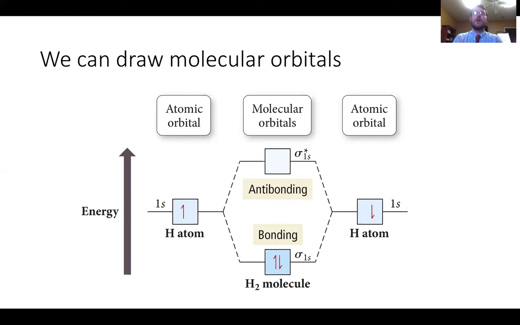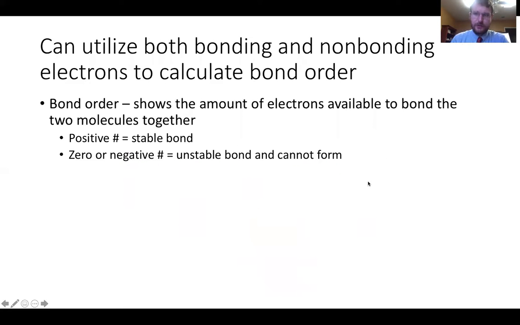How do we know if this prediction is correct? How do we know if this is actually true without actually knowing that it's true? And what we see is what's known as bond order, right? It shows the amount of electrons available to bond the 2 molecules together. A positive number means it's stably bonded. A negative number, or 0, means it's unstable and it usually will not form or cannot form in nature.